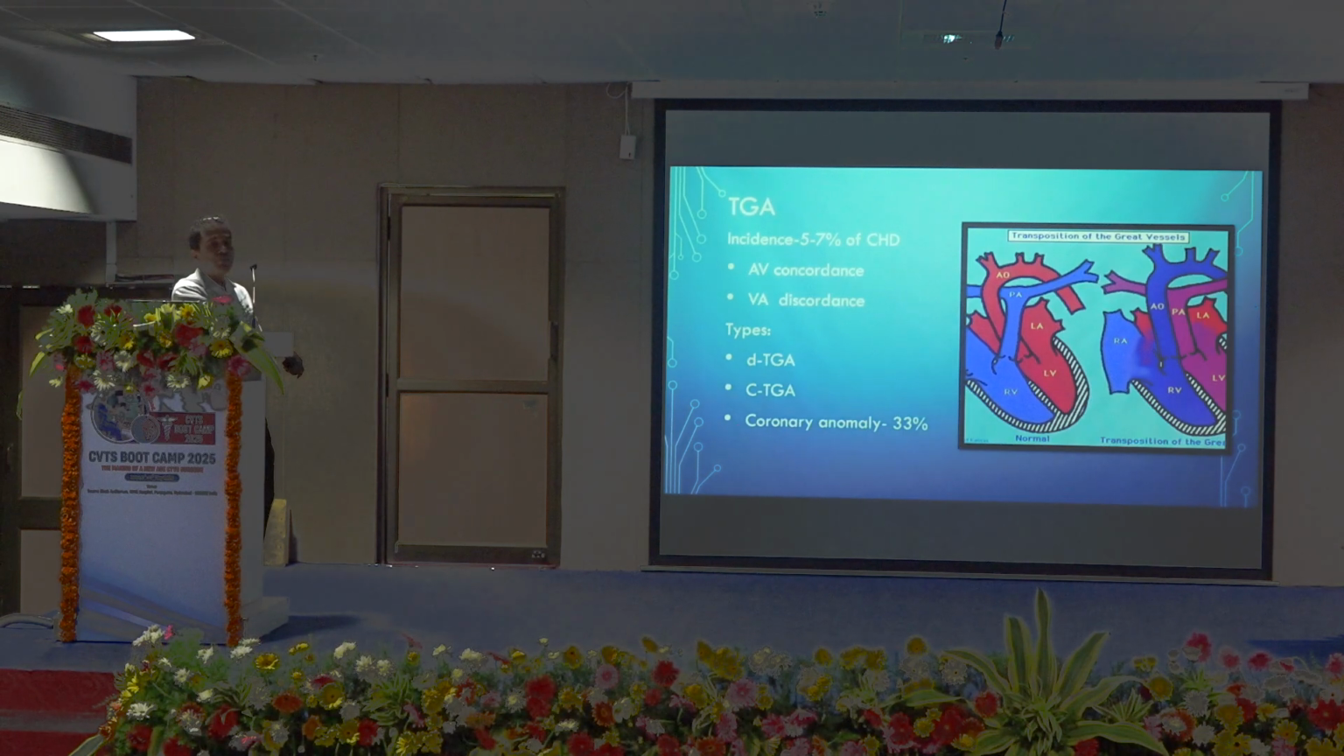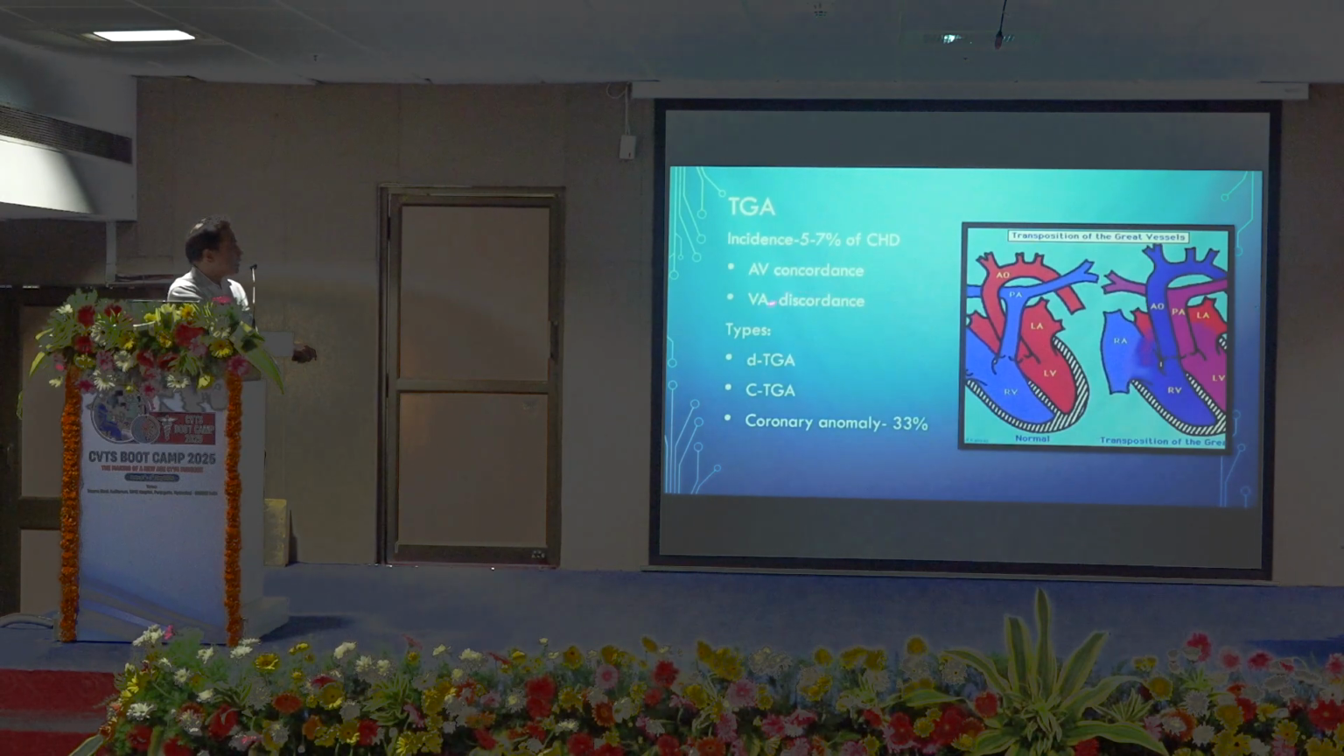So there are two types of TGAs, DTGA and corrected TGA. The difference is that here it is physiologically corrected because there will be atrioventricular discordance and ventriculo-arterial discordance. So ultimately, physiologically it is corrected. That is the reason it is called corrected transposition of great arteries.